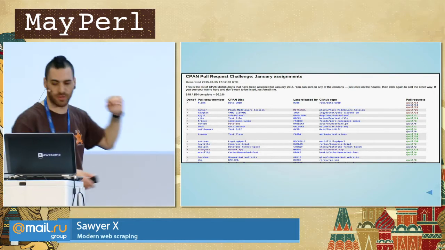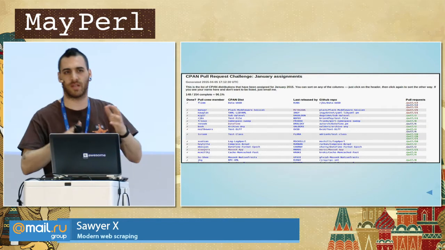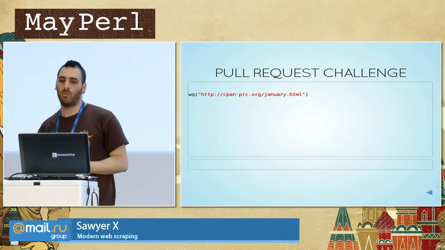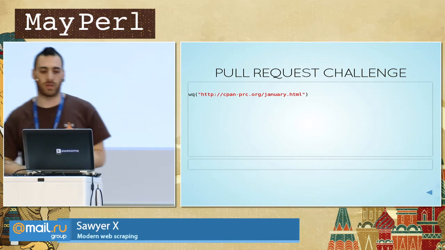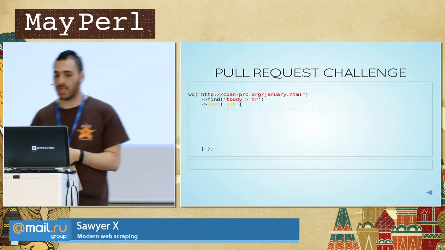I had to search through this, and it's not comfortable. And it even pages it, so it's like 20 at a time, 50 at a time, 100 at a time. So scraping it, the first thing I do is call WQ. Body, for each row, I need to analyze that row.